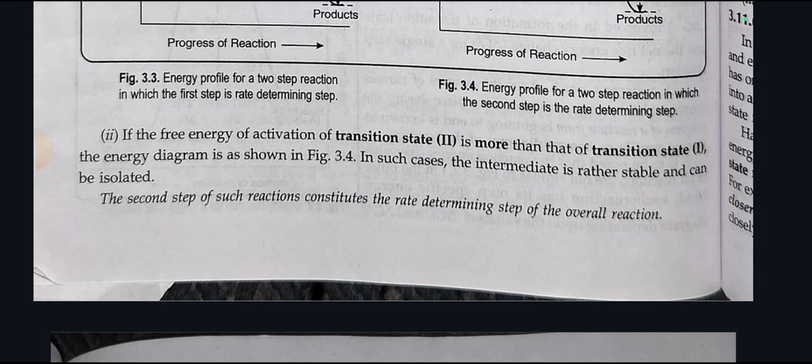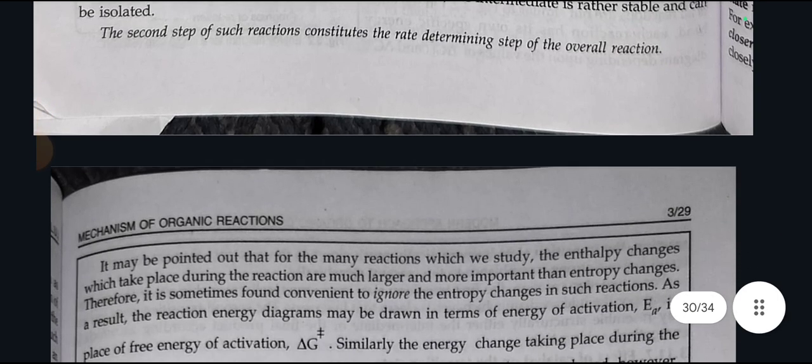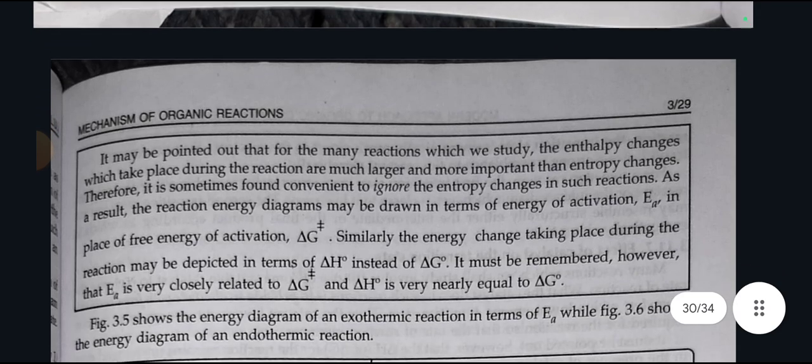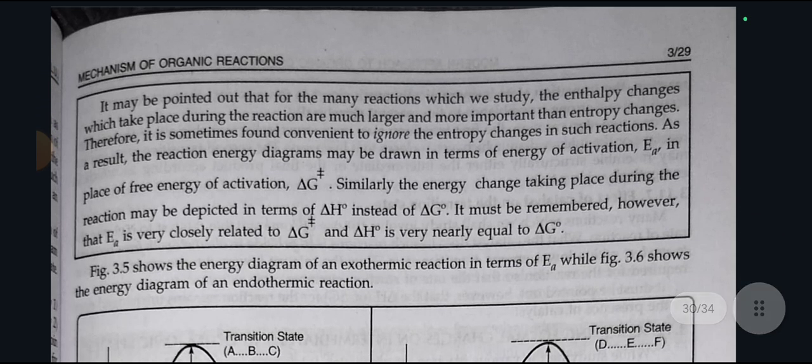Second, if the free energy of activation of transition state 2 is more than that of transition state 1, the energy diagram is shown in figure 3.4. In such cases, the intermediates are rather stable and can be isolated. The second step of such reactions constitutes the rate determining step of the overall reaction.